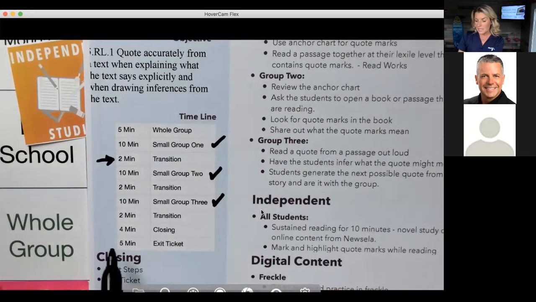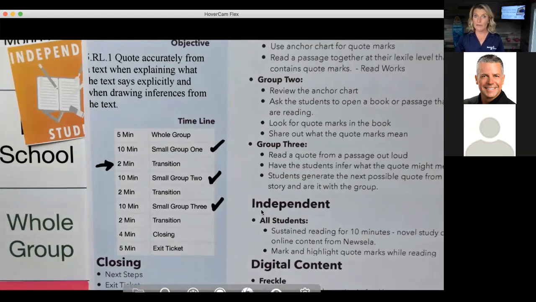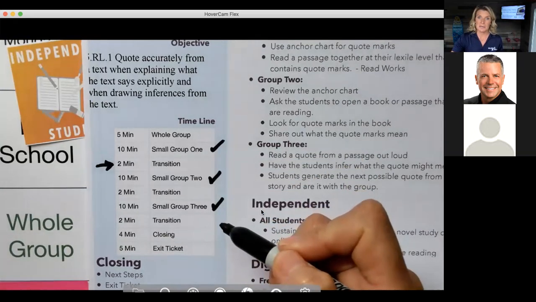And then I'm going to do a closing and an exit. That's still my 15 minutes. Now, if you have more time than that, of course, you can extend those mini lessons. The small group instruction is really where you want to spend the most time.